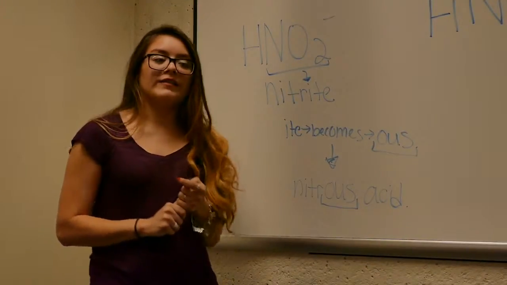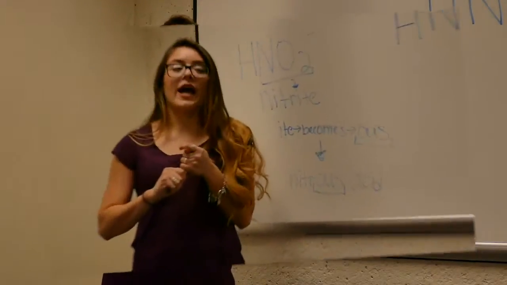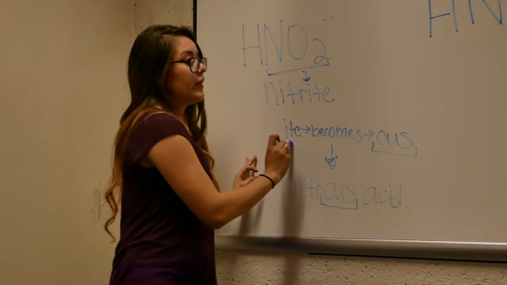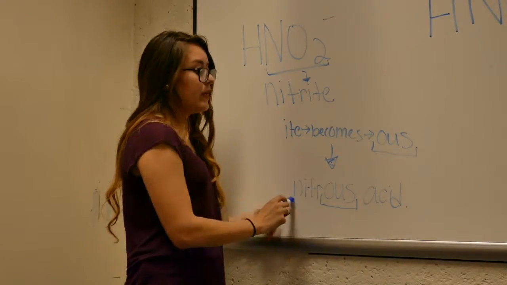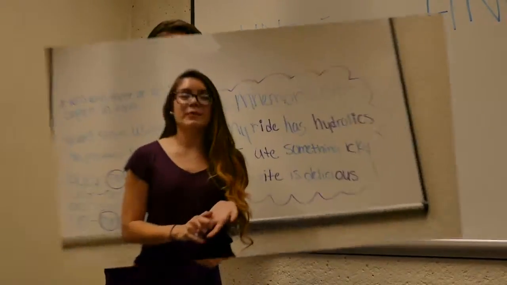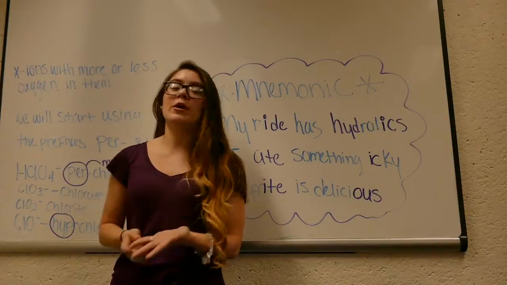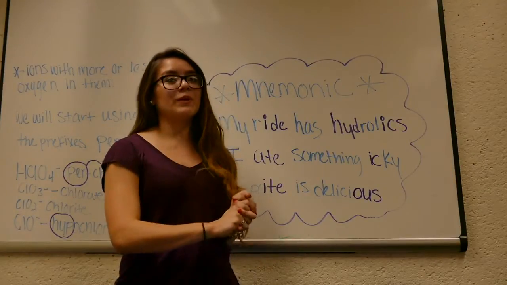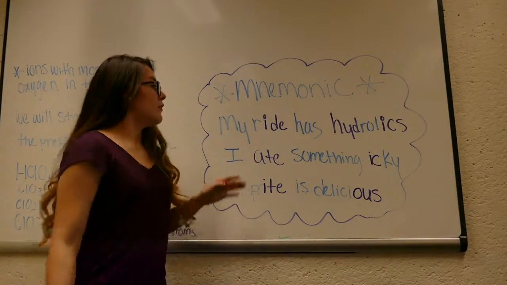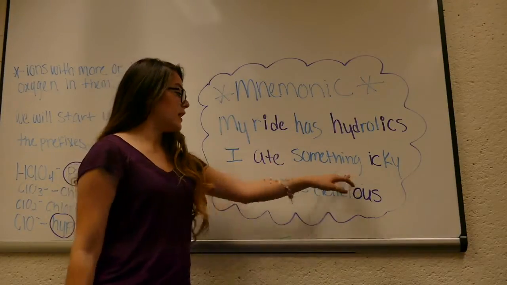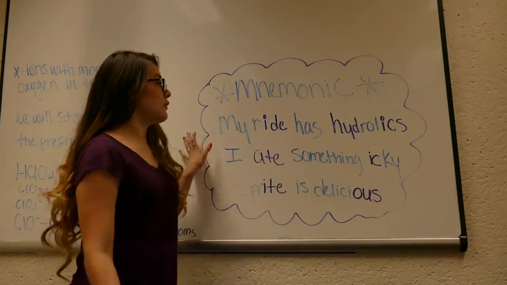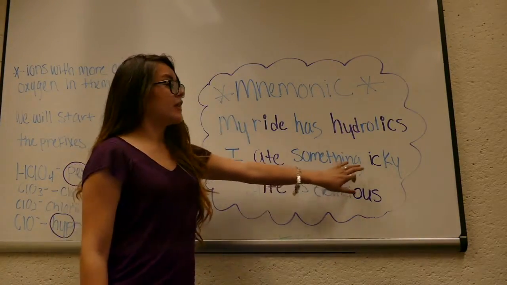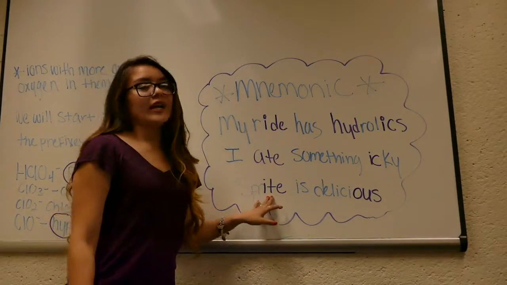Now let's look at how we name acids with the polyatomic ions that end in ite. So we have example here, hydrogen nitrite. The ite will become ous. So then it would become nitrous acid. It may be hard to remember how to rename all these acids with polyatomic ions and individual elements, so I created a quick mnemonic to help you in the renaming of them. From going with ide to ic, ate to ic, and ite to ous. So it would be, my ride has hydraulics. And we have I ate something icky, and Sprite is delicious.